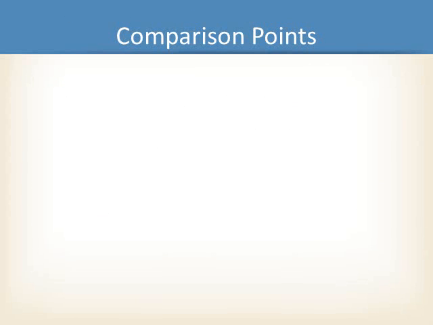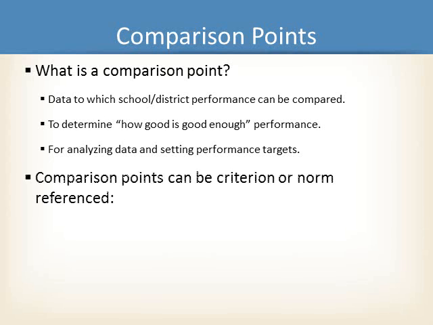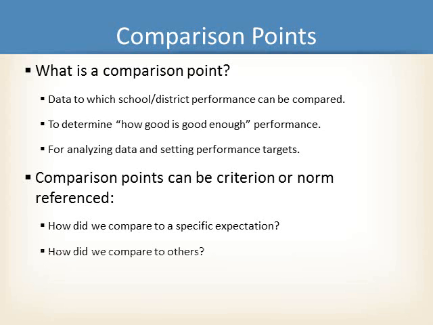To make meaning of our performance data, we also need to have something to compare our data to. We call this a comparison point. Comparison points help us determine how good is good enough performance. We use comparison points for analyzing data and setting performance targets. Comparison points can be criterion or norm referenced. Criterion referenced comparison points help to answer the question, how did we compare to a specific expectation? Norm referenced comparison points help to answer the question, how did we compare to others?